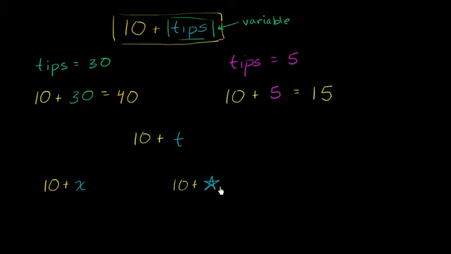But hopefully this gives you a general idea of just what a variable is. All it is is a symbol that represents varying values. And that's why we call it a variable.